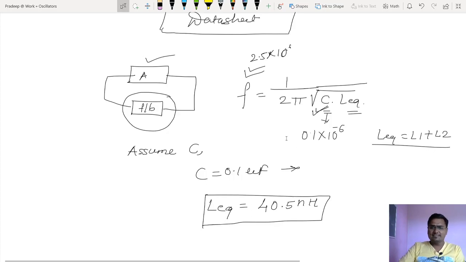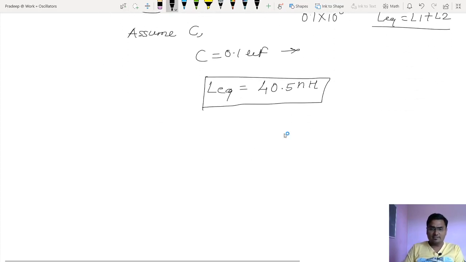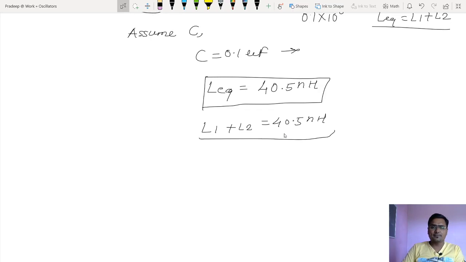But see, this is the value of L equivalent. It means I'm talking about summation of L1 and L2 is 40.5 nano henry. Is it? But I want separate values for L1 and L2. For that, I will consider the Barkhausen criteria. And then from Barkhausen criteria, we already derived something.